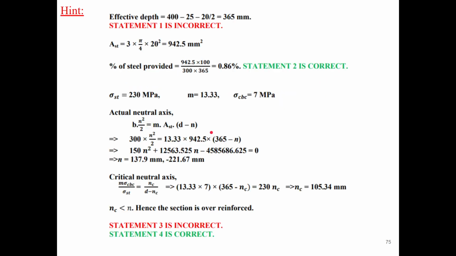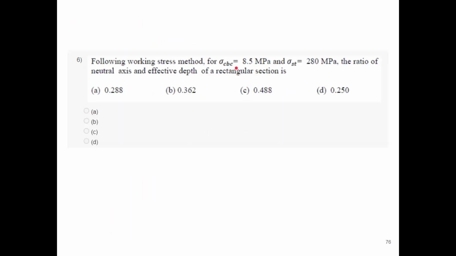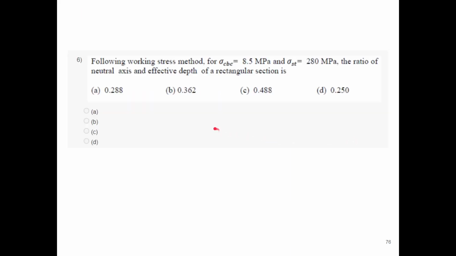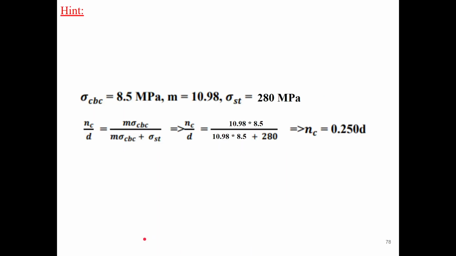Because sigma cbc is 8.5, m will be 280 by 3 into 8.5, which comes to 10.98, right? So nc by d equals m sigma cbc by m sigma cbc plus sigma st, which implies nc by d equals 10.98 into 8.5 by 10.98 into 8.5 plus 280. It is nc equal to 0.25 d, right? So D is the correct option.